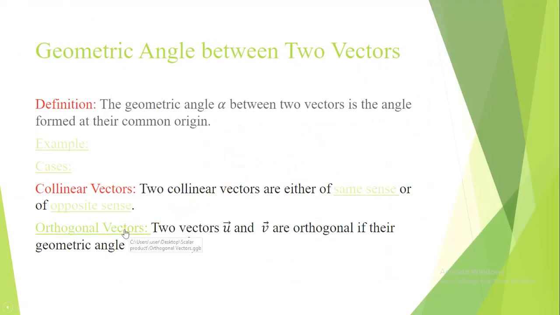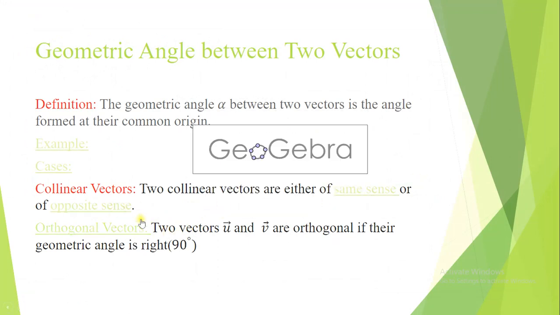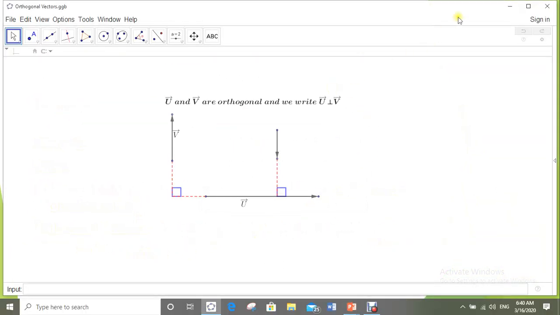The last case, this way we will cover all the cases. The orthogonal vectors. Two vectors u and v are orthogonal if their geometric angle is 90. Sorry. u and v are orthogonal, and we use this symbol to express the orthogonality of two vectors. Some people put a dash under this symbol, or simply use the perpendicular symbol we use for perpendicular lines. As you see, we have vector u positioned here horizontally and another vector v, which is vertical.